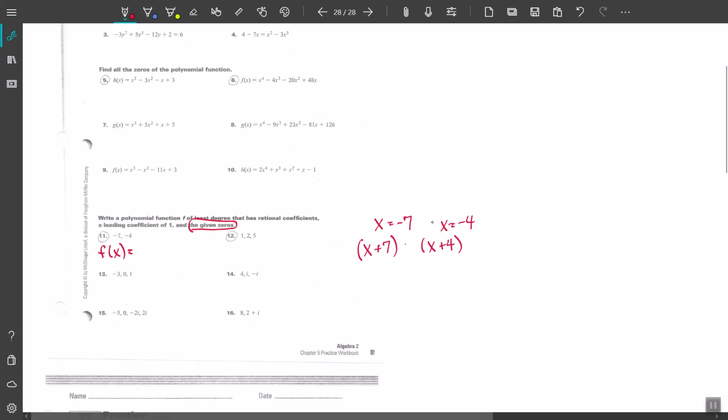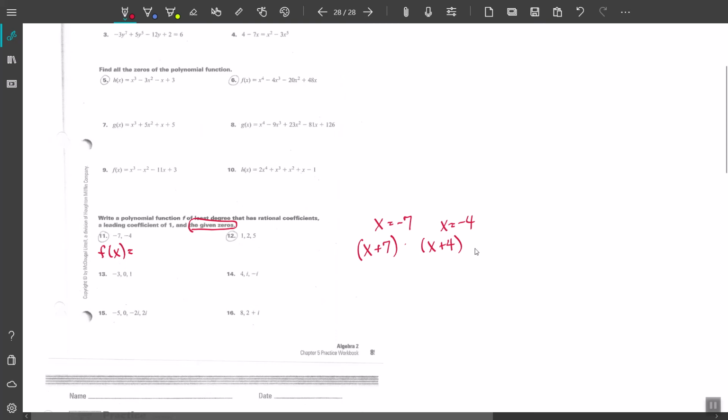So these two binomials are what we would need in order to get zeros of -7 and -4. We are literally working backwards from what we just did on 5 and 6. 5 and 6, they gave us the function. We had to factor to find the zeros. Now they've given us the zeros, and we're going to go backwards to find the actual function.